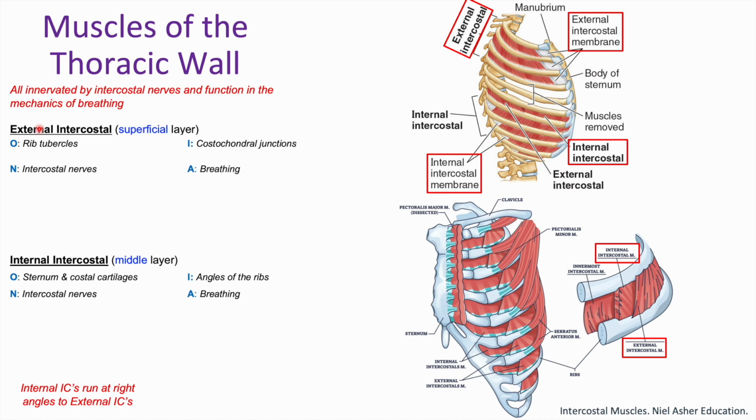So superficial, external. Middle, we'll have our internal intercostal. And it's going to be really similar, but it's going to originate from the sternum and costal cartilages, and it's going to insert on the angle of the ribs. We have our external layer traveling this way, and our internal layer traveling this way. And a really important connection is that the internal intercostals run at a right angle to the external. So they're going to form this kind of like V shape in the fibers because one's going this way and one's going that way.